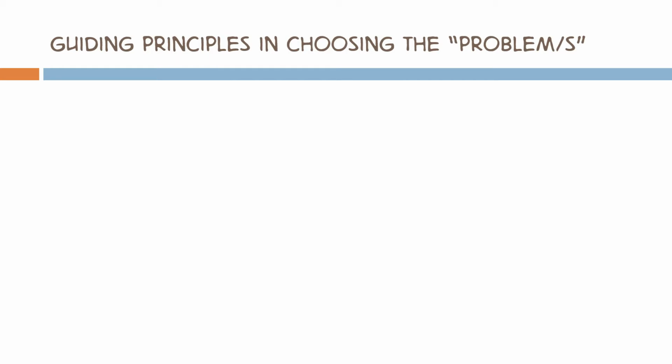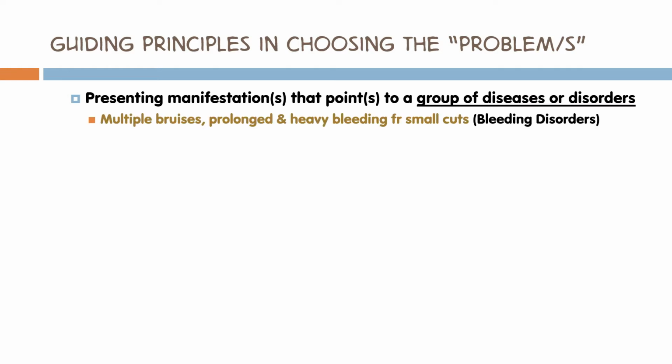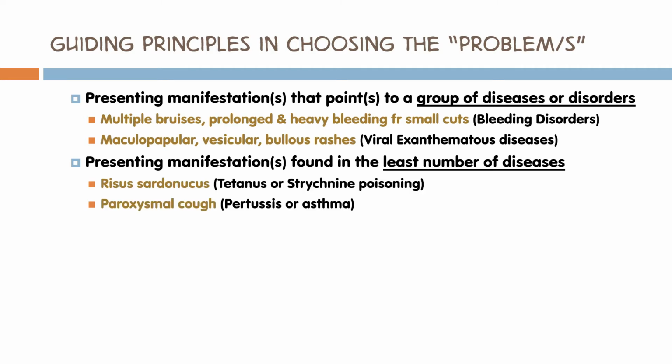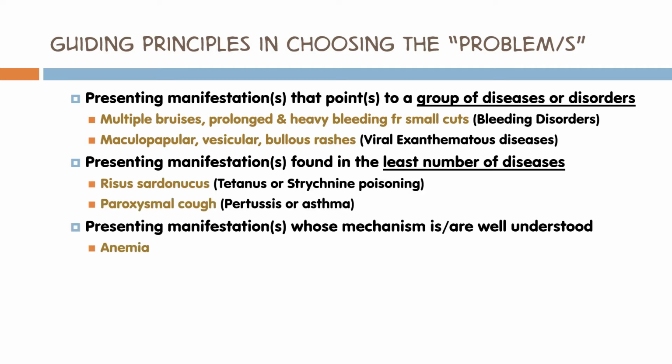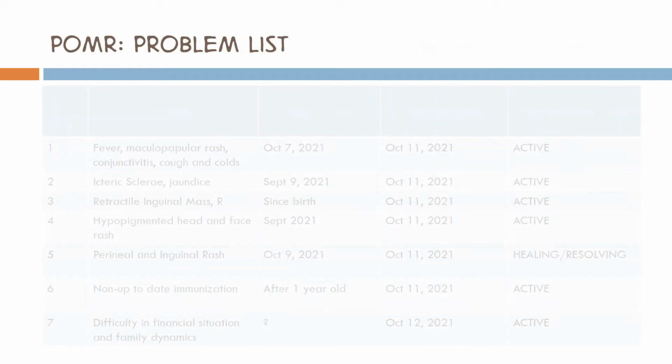Sometimes, though, the diagnosis might not be straightforward, and it is a group of diseases that we are entertaining, as in the case of, say, bruises, heavy bleeding, and slow-to-heal wounds in blood dyscrasia, or the different spectrum of rashes in VEDs. Presenting manifestations that are in common use and the pathophysiology is well understood as a standalone symptom can also be listed. You will now be able to populate your problem list like this.